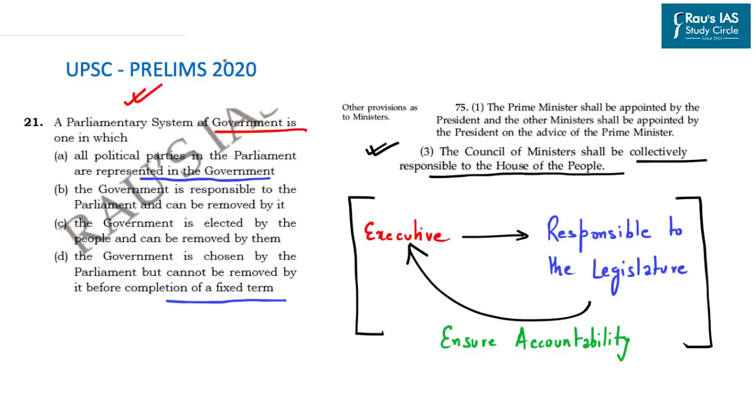Now, regarding the first option, in a parliamentary system of government, all parties are not represented in the government. So, option A becomes incorrect. Option B, the government is responsible to the parliament and can be removed by it. Yes, this is true, by way of a no confidence motion in the House. So this option becomes correct. However, let's go through the other options as well. C, the government is elected by the people and can be removed by them. No, the people cannot remove the elected government. And D, the government is chosen by the parliament but cannot be removed by it before completion of a fixed term. No, this again becomes incorrect. So the correct answer here was B.